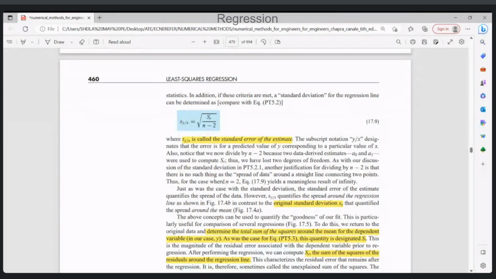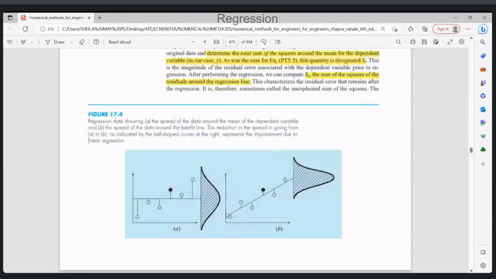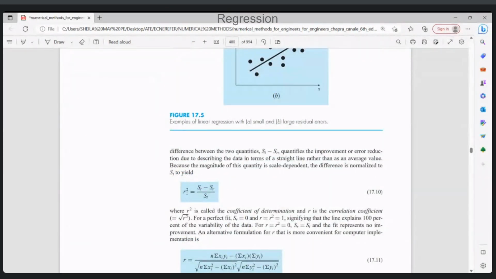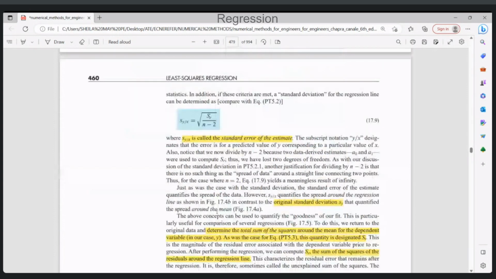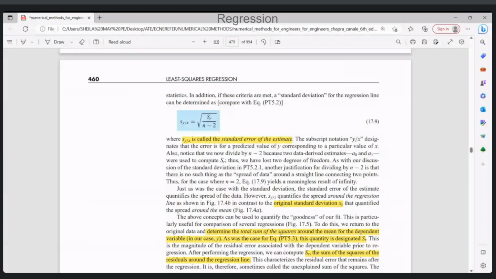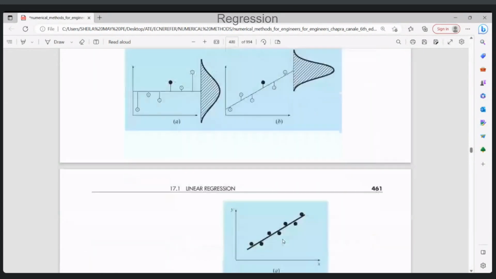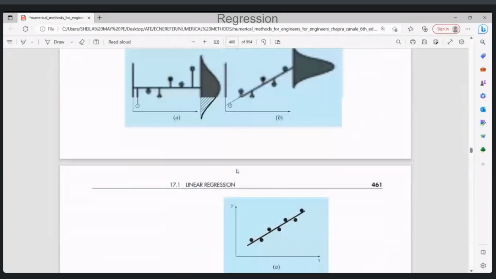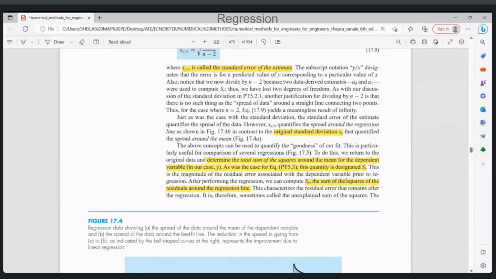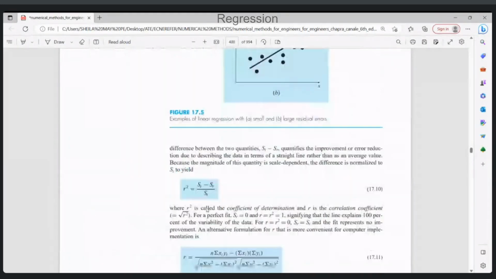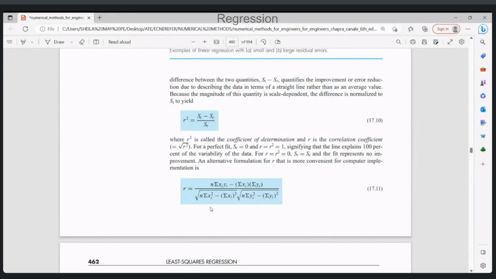Now, aside from that, we have the formula R squared, which is S sub T minus S sub R divided by S sub T. R squared is called the coefficient of determination, and R is called the correlation coefficient. S sub T stands for the total sum of the squares, minus S sub R, the sum of the squares of the residuals around the regression line, divided by S sub T. That is the formula for our R squared.